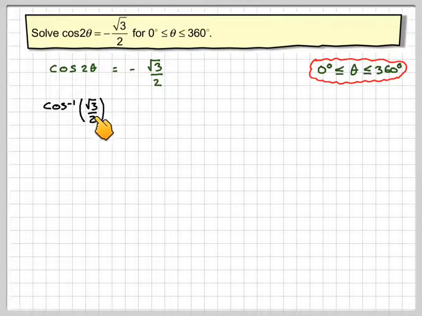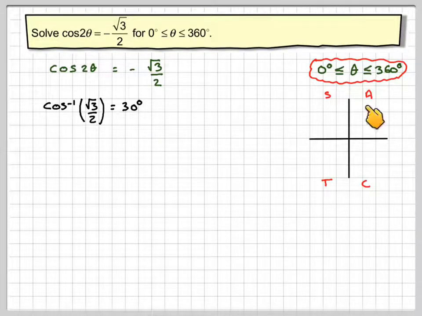So we've got cos to the minus 1 of root 3 divided by 2. That's equal to 30 degrees. Now we do our CAST diagram, and the first, second, third, fourth quadrants. Angles going around that way are positive and angles that go that way are negative.